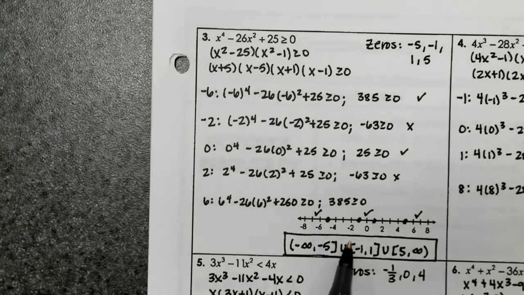Then we have a union, which means also including this, 2 brackets, because we are greater than and less than or equal to. Then we have another bracket for 5 and a parenthesis to infinity.